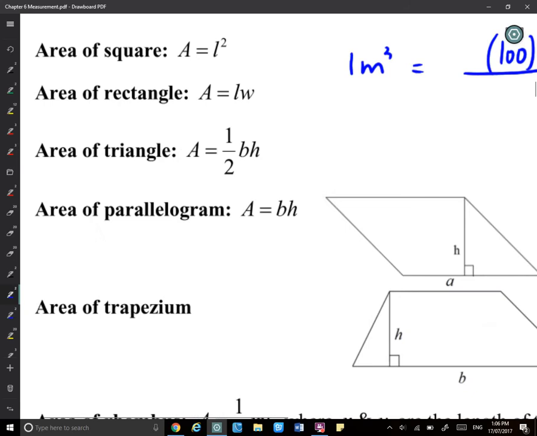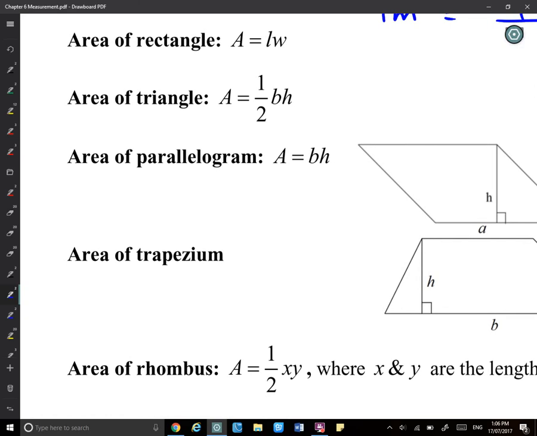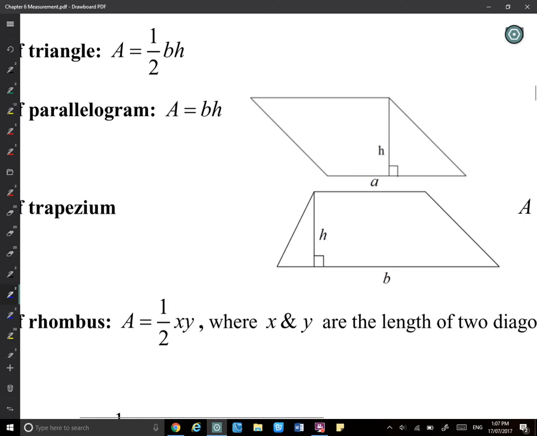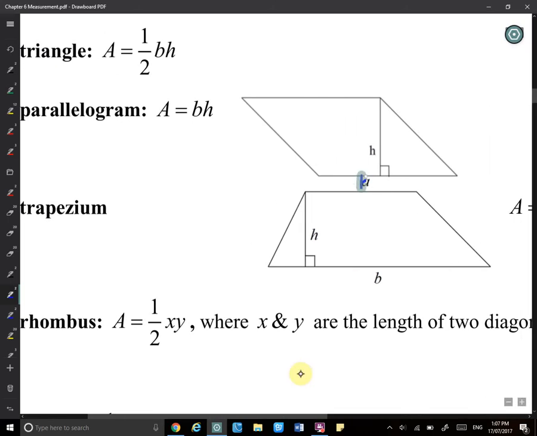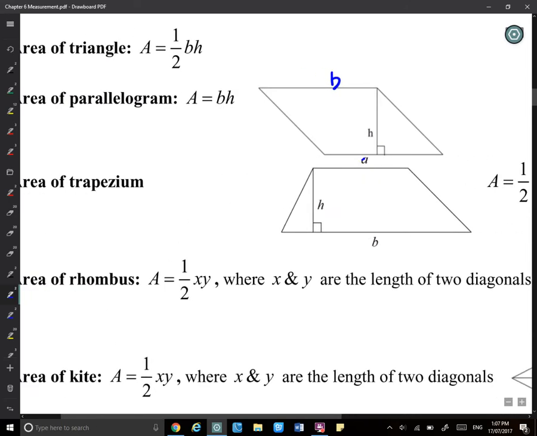We have square, rectangle. Square is length times length. Rectangle, length times width. Triangle is a half base times height. Area of a parallelogram is the base times the height. Base is B. Here we don't have B. Here is B, can't see it.